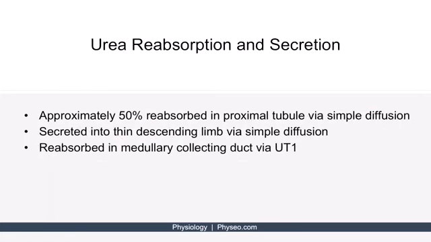So now let's talk about urea. Urea is reabsorbed and secreted in the nephron. So let's start from the beginning. Urea is freely filtered by the glomerulus, and 50% of that is reabsorbed. And this is in the proximal convoluted tubule, and this is done through simple diffusion. And then, in the thin descending limb, urea is secreted back into the urine, which is also done through simple diffusion. Then there is no reabsorption or secretion of urea until the urine finally reaches the medullary collecting duct. Once here, urea can be reabsorbed through facilitated diffusion using the urea transporters in the principal cells.